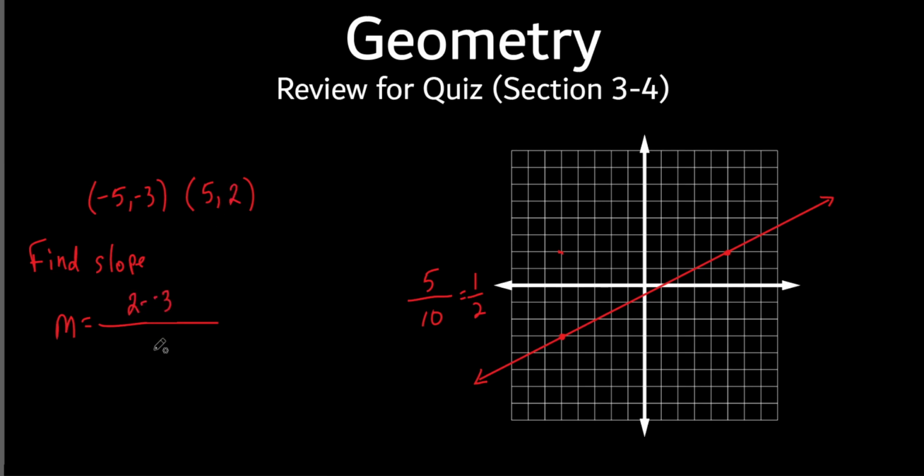All right, what's the bottom going to be? Subtract the x's in the same order. It's going to be 5 minus what? -5. 5 minus -5. Let's see what we get. Minus a minus is plus. 2 plus 3 is 5. Right here, minus a minus is plus. 5 plus 5 is 10. Check it out. Does that look familiar? Yep, reduces to 1/2. So the slope is 1/2. Everybody got that? Yeah. All right.